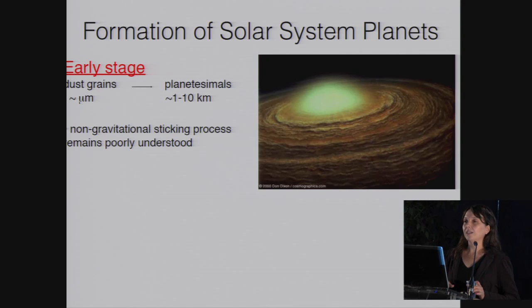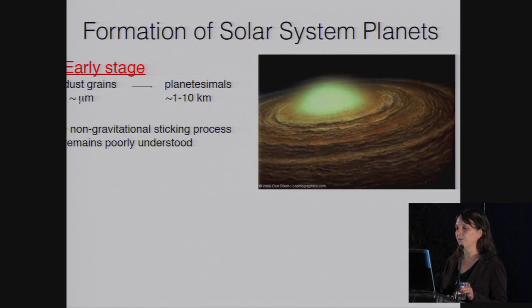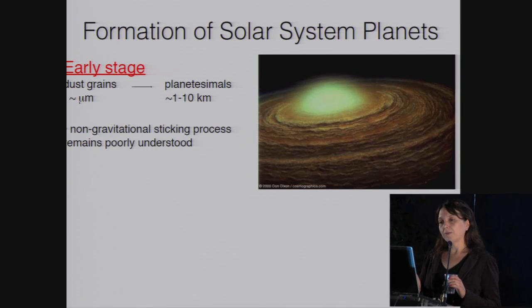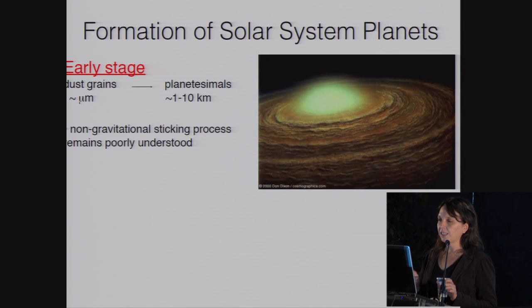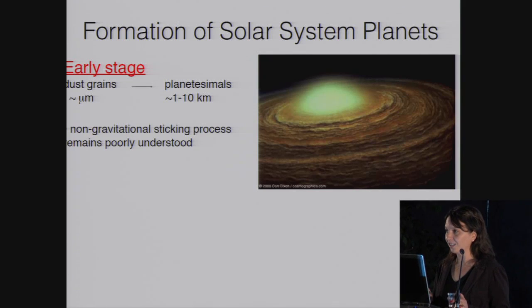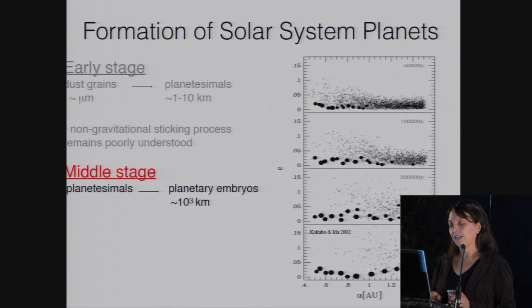The planet formation, to explain the planets in our solar system, is often described in three distinct but temporally overlapping stages. In the early stage, you start with dust grains. The dust grains go through a sticking process where they grow into planetesimals. This stage is the most poorly understood phase, unfortunately, but we know that they somehow grow into planetesimals on the order of 1 to 10 kilometers.